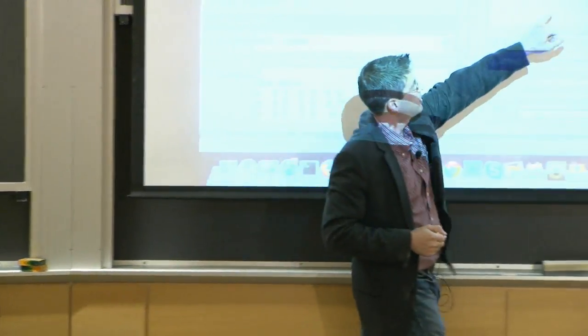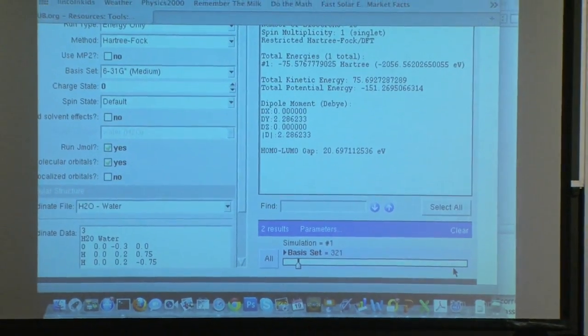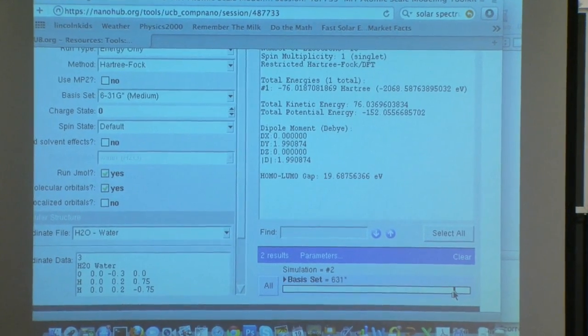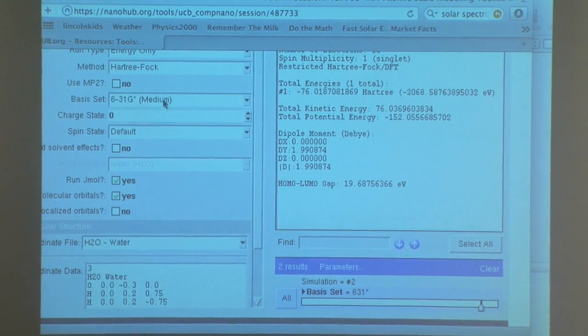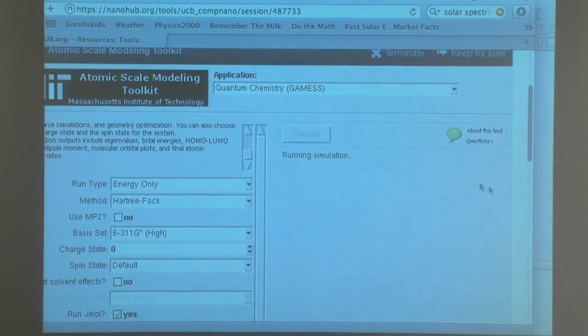It could have been the gap. 20.7 was the low basis, and the higher basis is 19.7. That's a whole eV difference in the electronic gap. That's a lot of difference. That doesn't sound very good. Maybe we should go to, let's say we care about the gap, let's go to one higher, use a higher basis set.